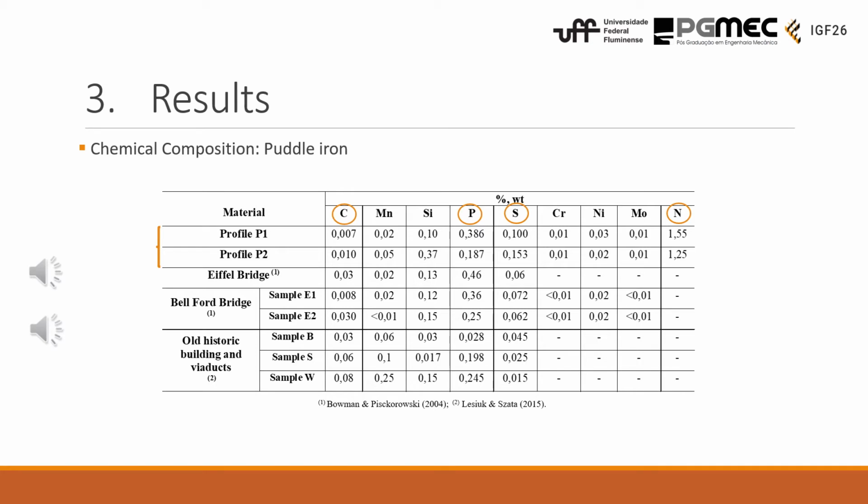Looking at the chemical compositions of all the structures, we can see that all of them have a low amount of carbon and a high amount of phosphorus, for example. But when we look only at the amount of phosphorus, we can see that it differs for each structure, showing that this is not a homogeneous material.